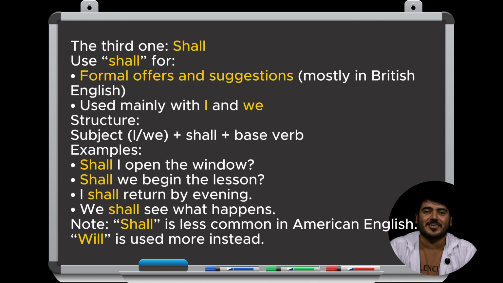The third one, shall. We use shall for formal offers and suggestions, mostly in British English, used mainly with I and we. It's a structure: subject plus shall plus base verb. In interrogative form, Shall I open the window? Shall we begin the lesson? Or, I shall return by evening. Or, we shall see what happens. Note that shall is less common in American English. Will is used more instead.